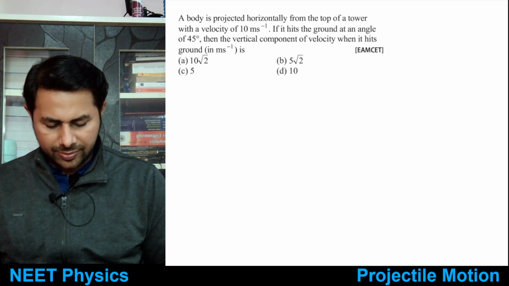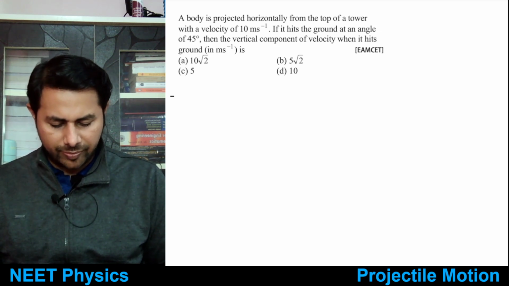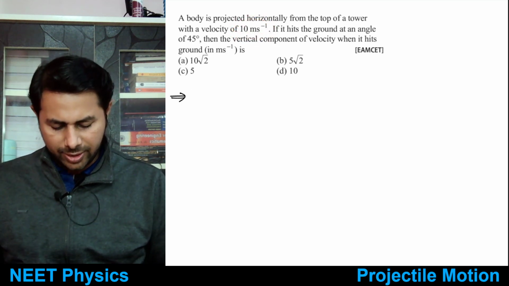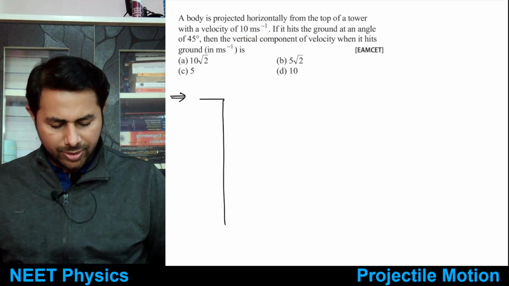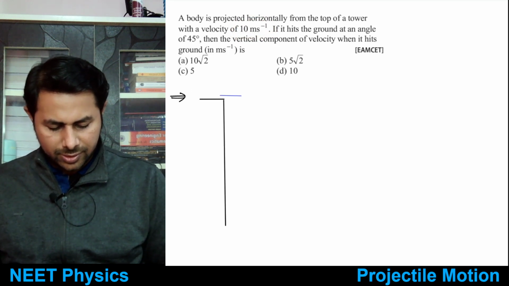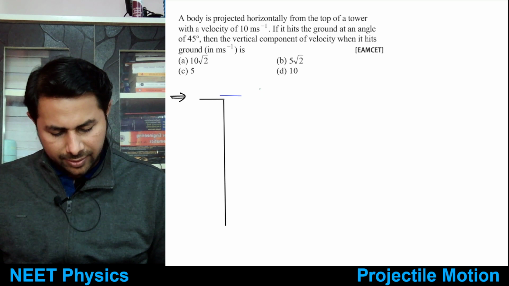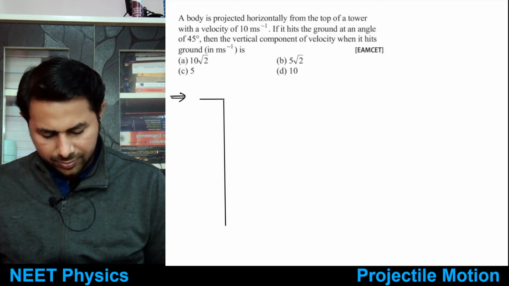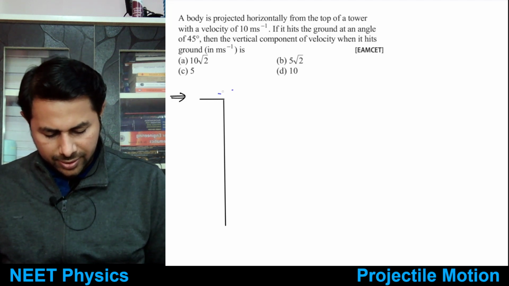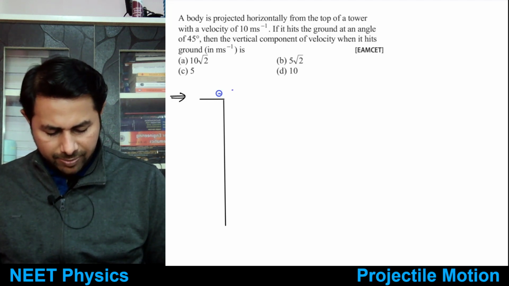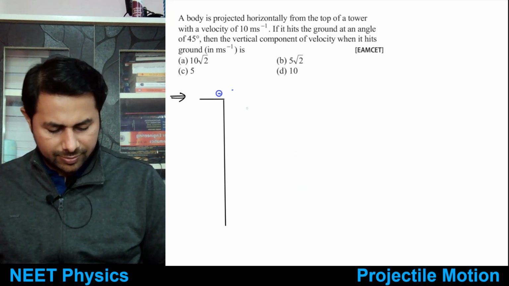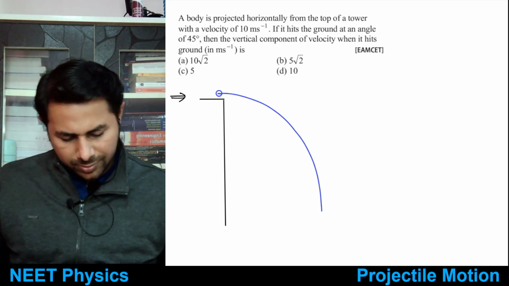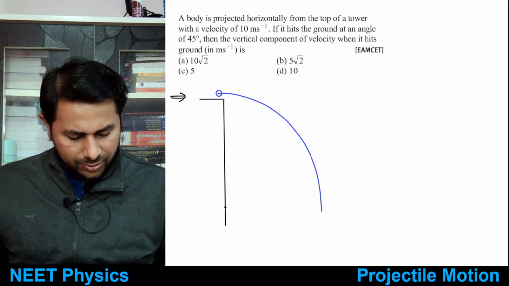A body is projected from the top of a tower with a velocity of 10 meters per second. It's projected horizontally, right? So the body is projected horizontally like this. It will take a path like this, and it will fall on the ground.